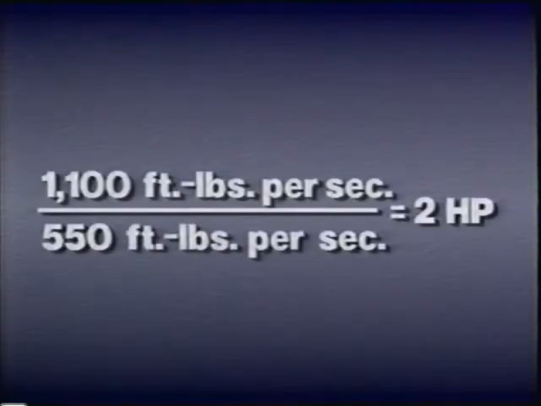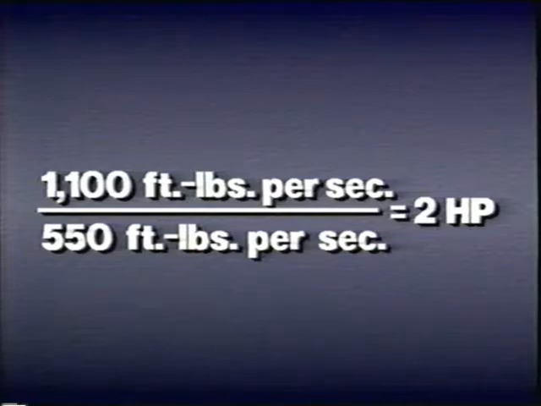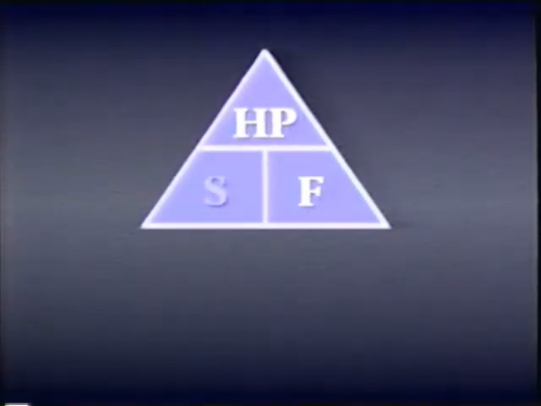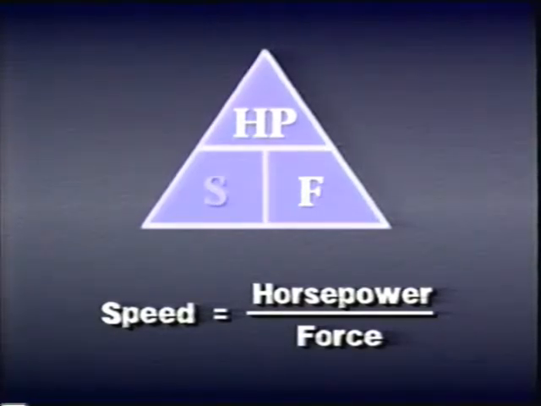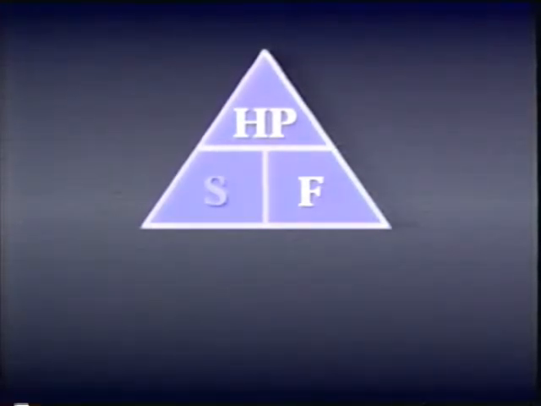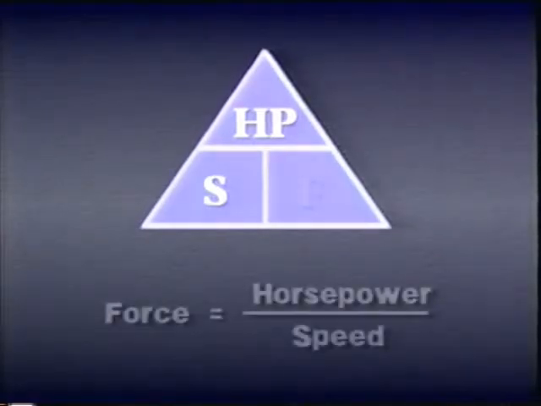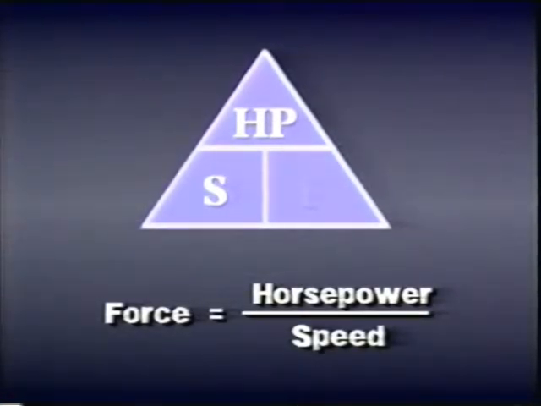Since 1 horsepower equals 550 foot-pounds per second, the cylinder must develop 2 horsepower in order to move the 11,000-pound load 12 inches in 10 seconds. If we want to know the speed at which an actuator will work, we cover up speed and see that we have to divide horsepower by force. If we want to know the force needed to achieve a certain speed, we divide horsepower by speed. When making your calculations, be sure you use the correct units. Otherwise, your answer will be incorrect.